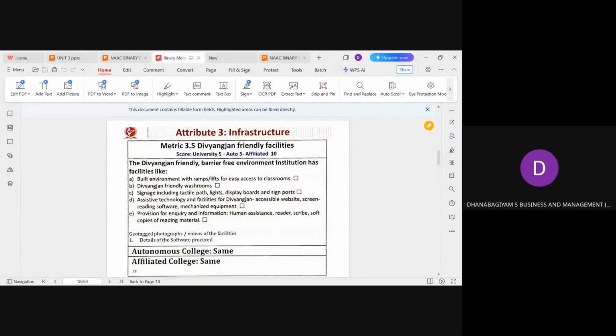Similarly, do we have an environment-friendly environment? For example, if there are disabled students, or faculty, staff members, or any of our employees, do we have ramp facilities?